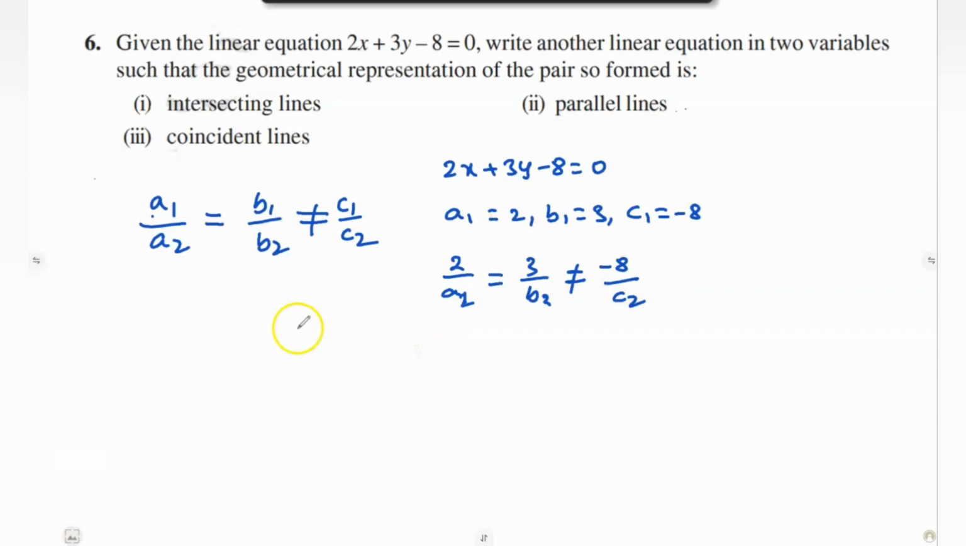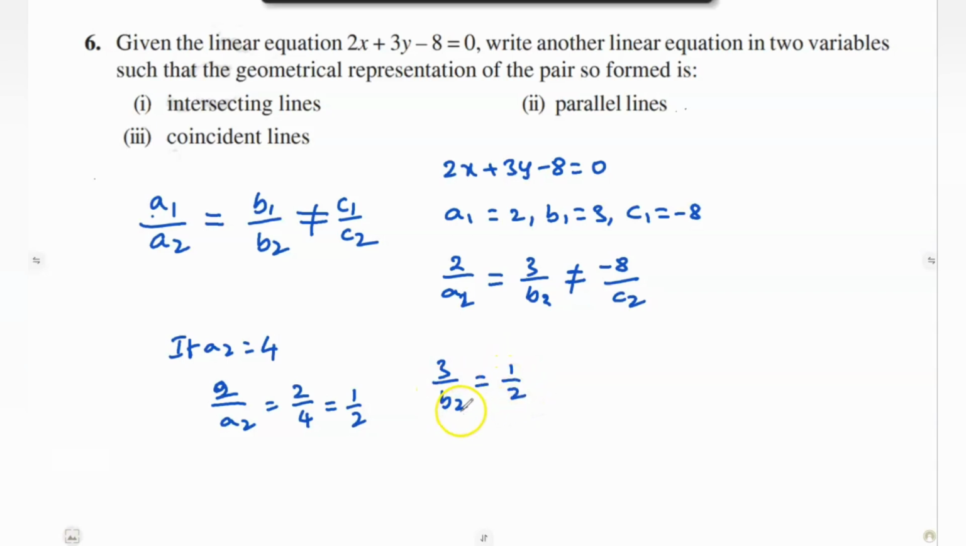Okay, now let us take a2 equal to, suppose I'll take 4 for example, so that 2 by a2 becomes 2 by 4, which is equal to 1 by 2. So I want 3 by b2 also to be the same as this. So 3 by b2 should also be equal to 1 by 2.